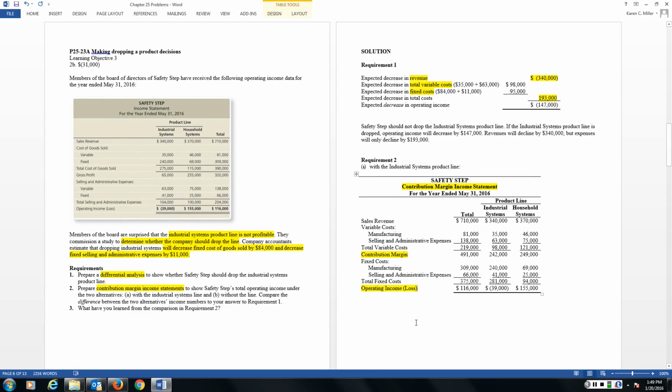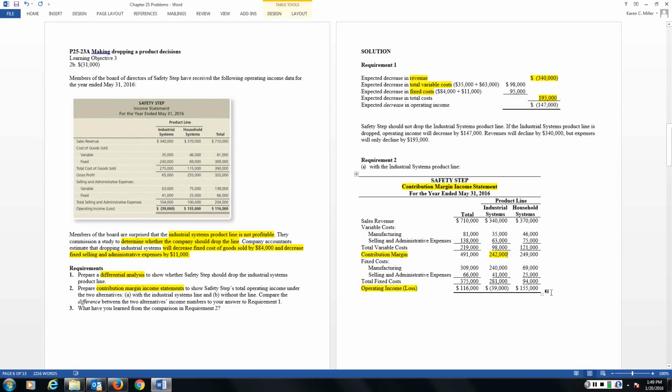And this allows us to separate all of our variable expenses from all of our fixed costs. If we do this, notice we still have our unprofitable industrial system, but they are generating a $242,000 contribution margin. So they are covering their variable cost. They simply cannot cover fixed cost.